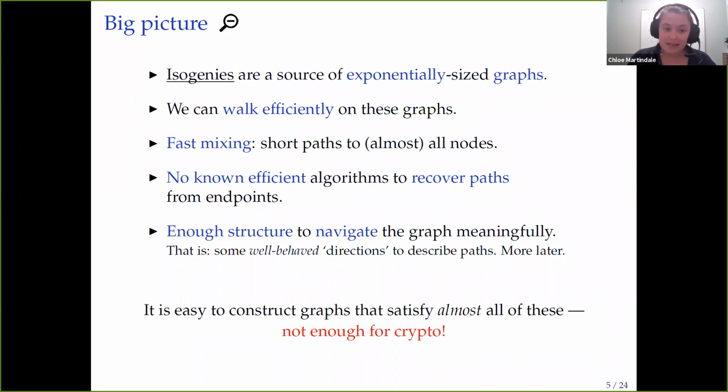So it's easy, quote unquote, easy to construct graphs that satisfy almost all of them, which wouldn't be enough for crypto. But isogeny graphs, at least under some circumstances, do satisfy all of these things. So they're really useful for that.